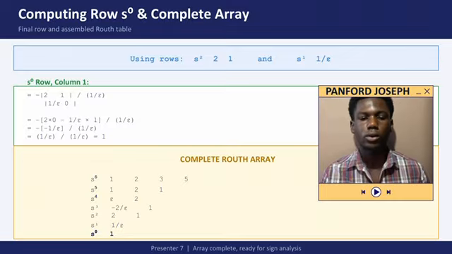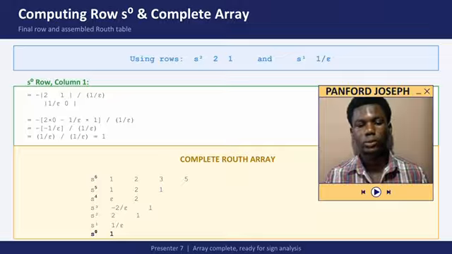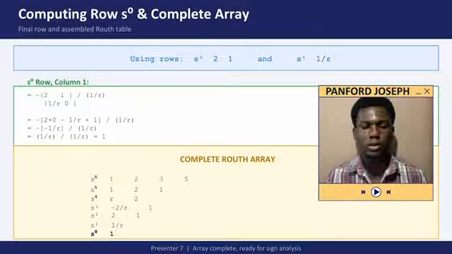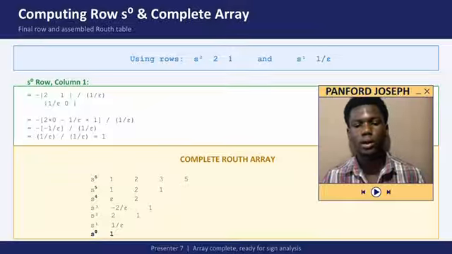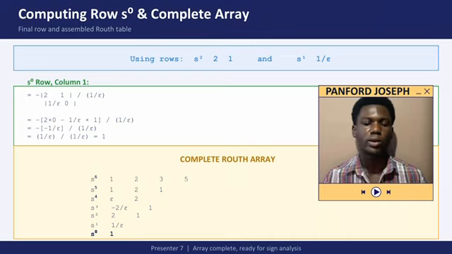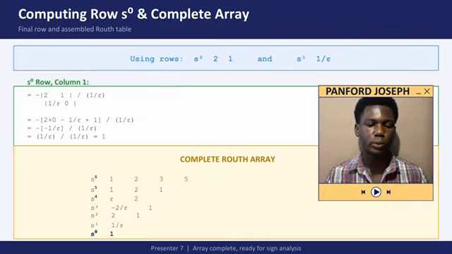When you are computing the array with all 7 rows, from S to the 6, that's 1, 2, 3, 5, S to the 5th is 1, 2, 1. S to the fourth is epsilon, and S cubed is negative 2 over epsilon. Then we have S squared, which is 2, and S to the first, which is 1 over epsilon, and S to the 0, which is 1.